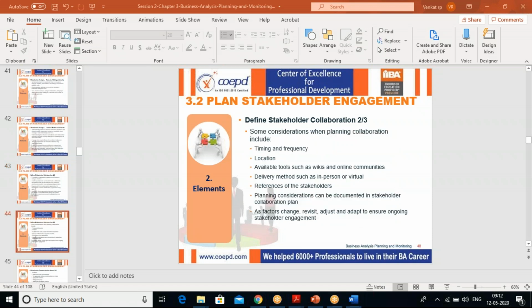All right. While planning the collaboration, we need to understand the timing and frequency, the location, the available tools, and the delivery method, such as in person or virtual. And then we need to understand the planning considerations and document them. A few things we have to refine as and when we interact with the concerned stakeholder. If their characteristics are different and their expectations are slightly different, then we should adapt to the continuous changes.